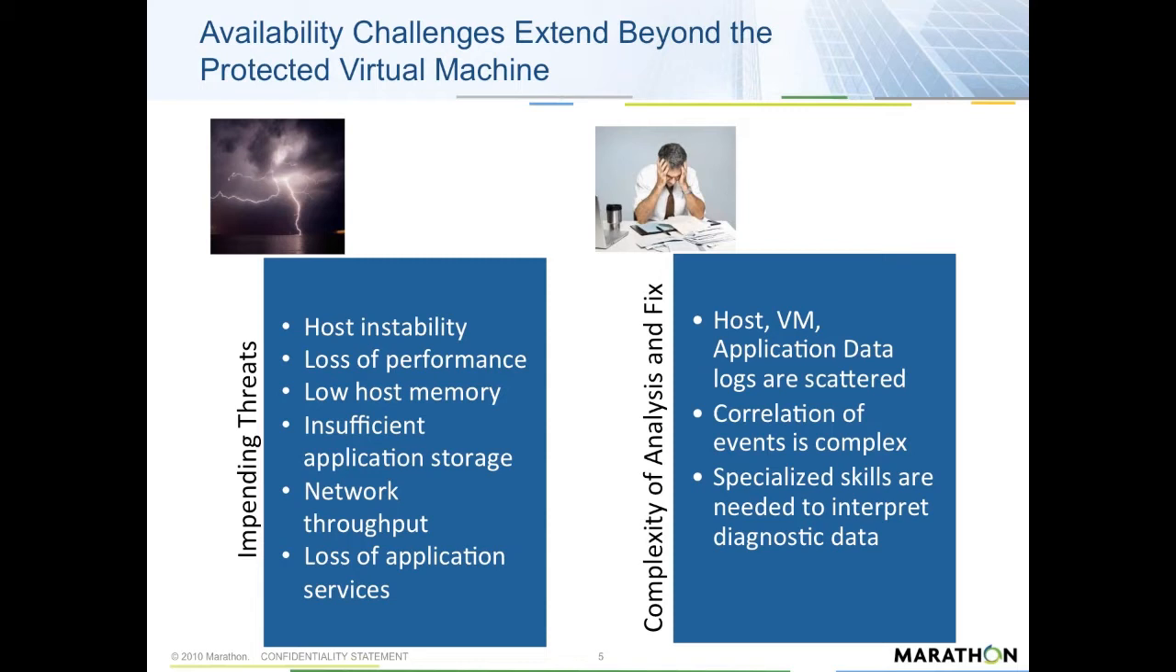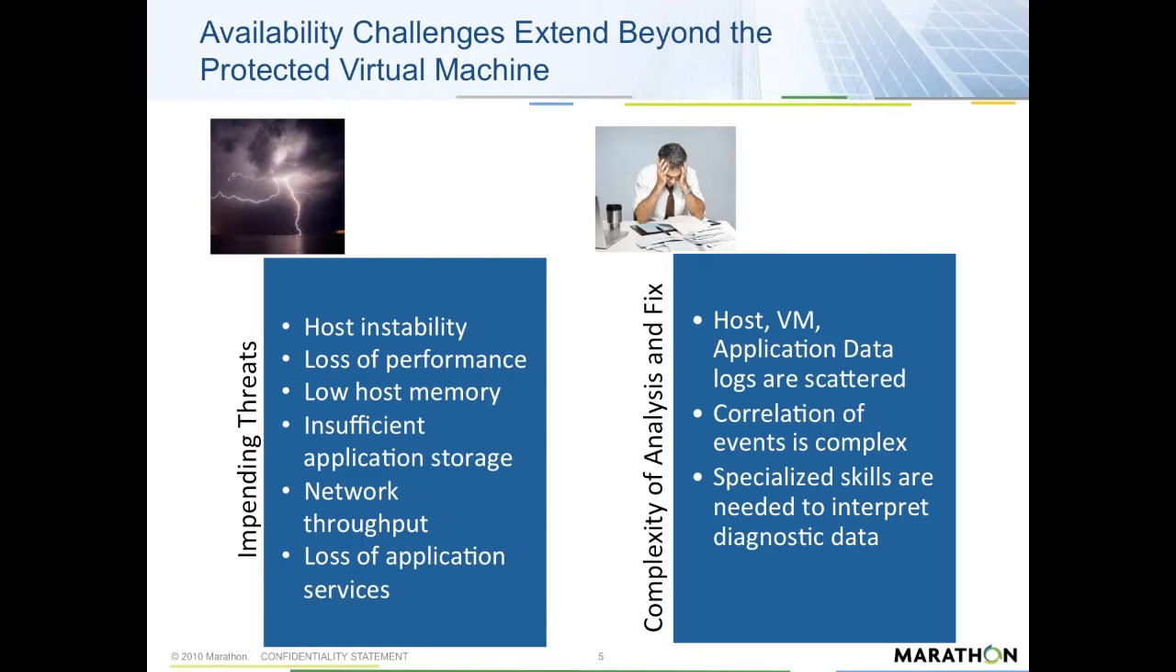Now, some of the things that we thought about as we walked through and talked a little bit about what this product needed to be, we thought about the availability challenges that extend beyond that protected virtual machine. And it's great that we're proponents of that level of availability, that sort of zero downtime, zero data loss server environment. However, availability and the challenges that surround availability go far beyond that.